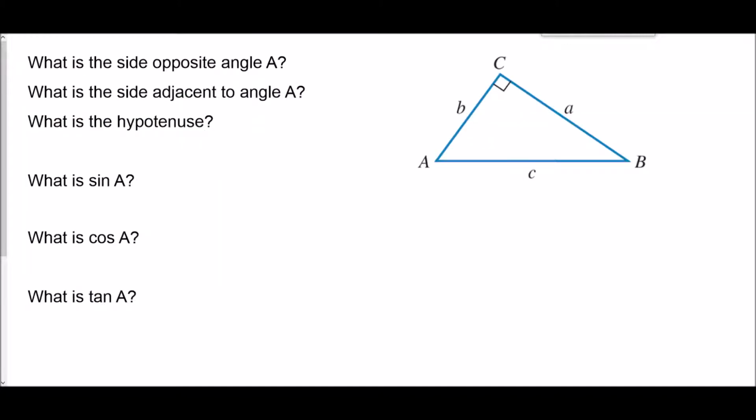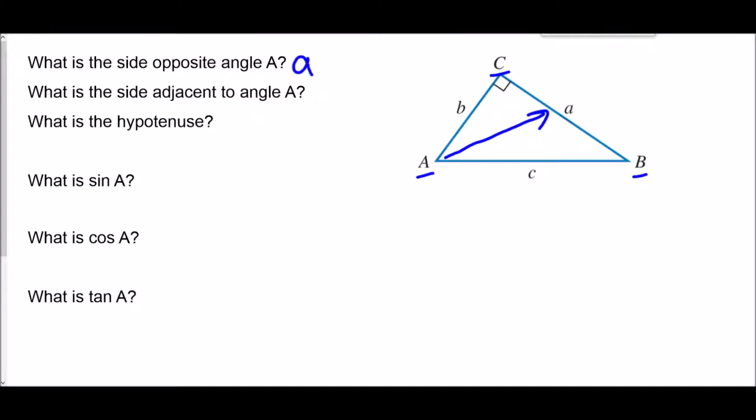So if you look here, we have triangle ABC. C is the right angle. And the first question I have is, what is the side opposite angle A? So the side opposite angle A is side A. The side adjacent to A.